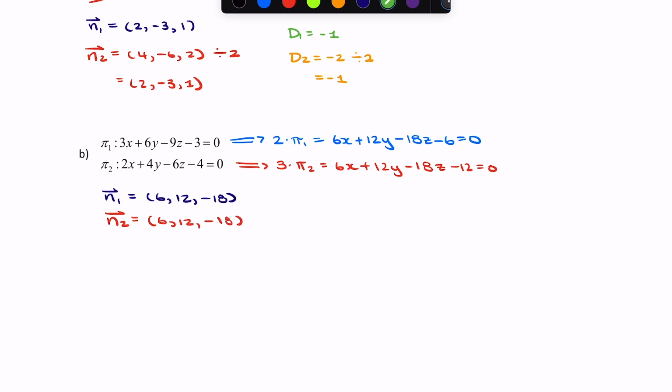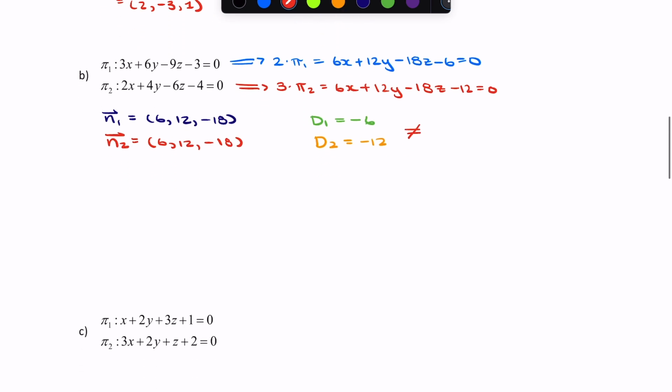But here we see that our d value for plane number 1 is -6, but our d value for plane number 2 is -12. So those would not be equal to each other. So what that means is that, again, these planes would be parallel, and therefore there would be no points of intersection.